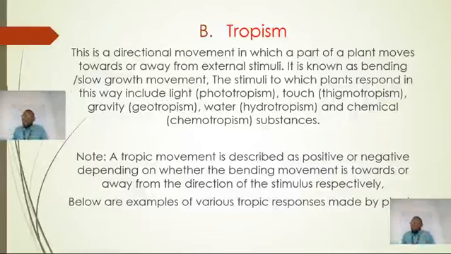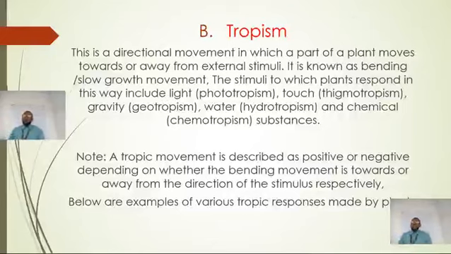Now, it is known as bending or slow growth movement. It is a slow growth movement. It is not that fast. And again, the stimuli to which plants respond in this way include light, which we've studied the other time, phototropism. But here we are not going to use taxis. It will be phototropism.